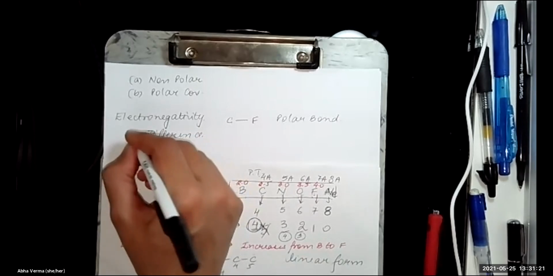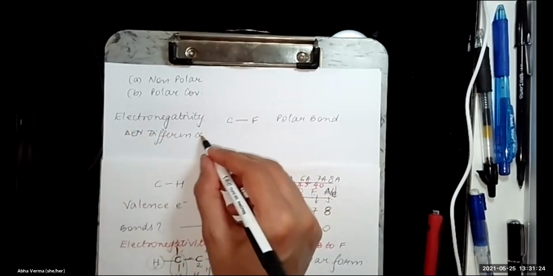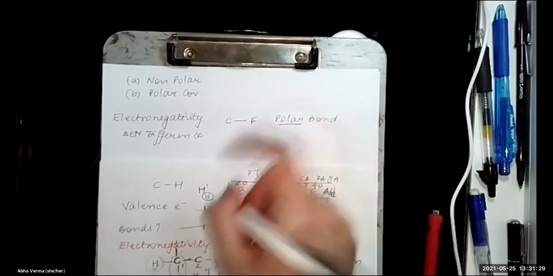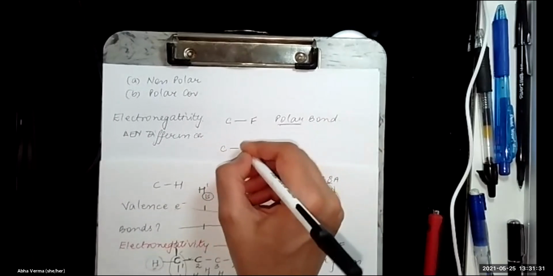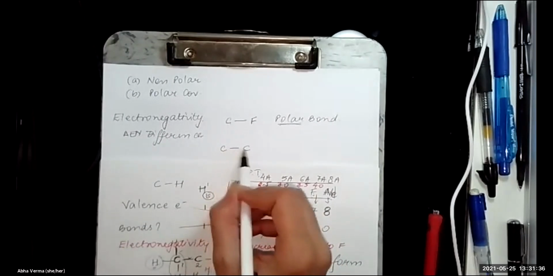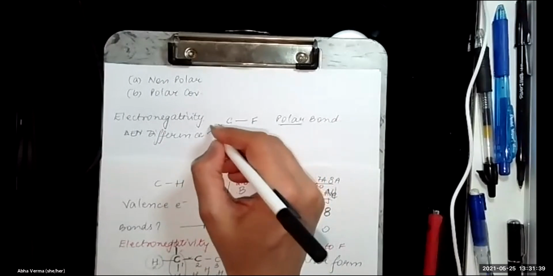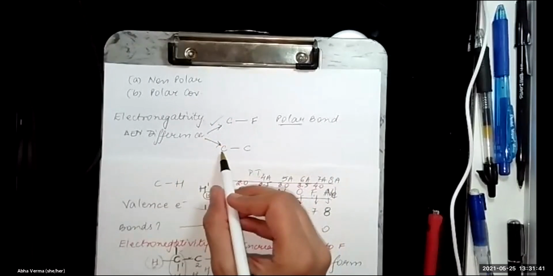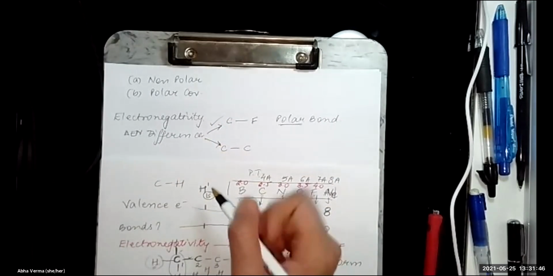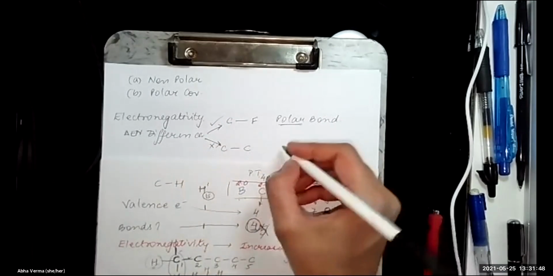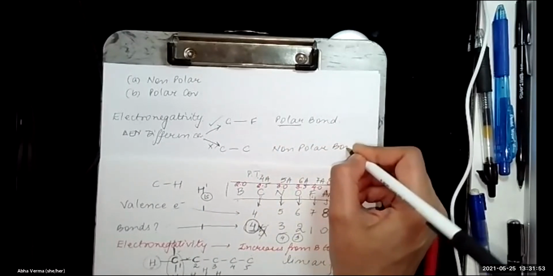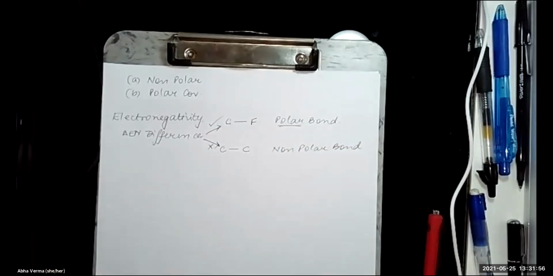Whenever you have an electronegativity difference, you will say that this is a polar bond. On the other hand, if carbon was bonded to a carbon itself, do you think there will be an electronegativity difference? Is there an electronegativity difference between a carbon-carbon bond? No. And so these kinds are considered as a non-polar bond.